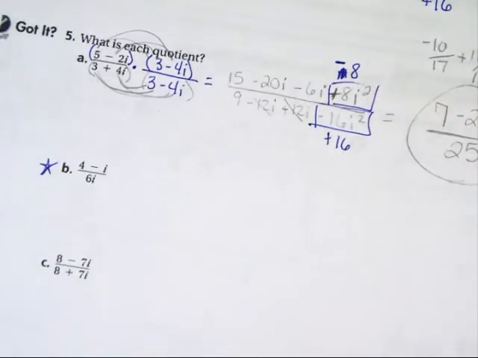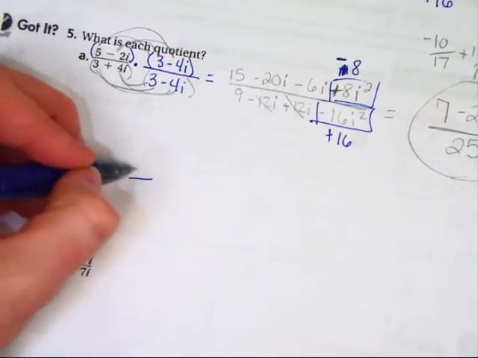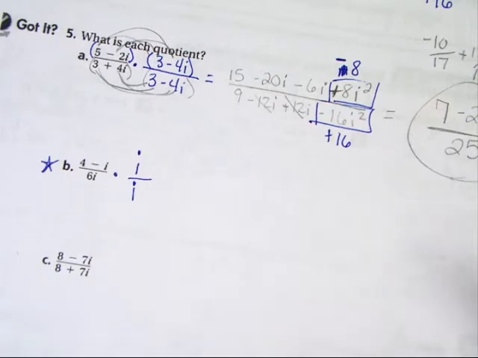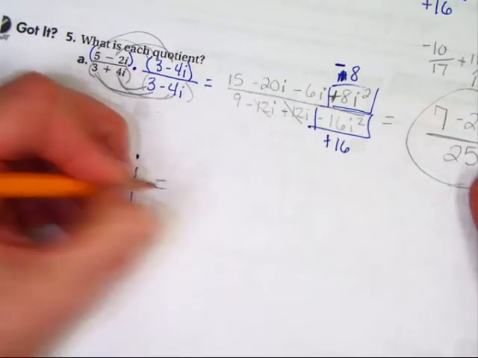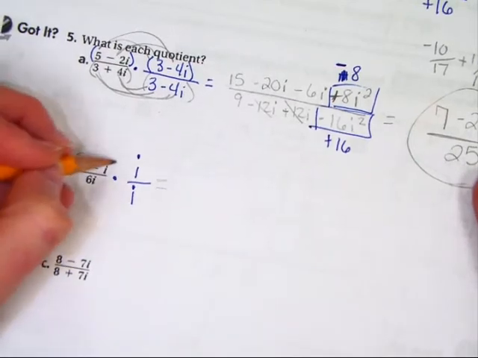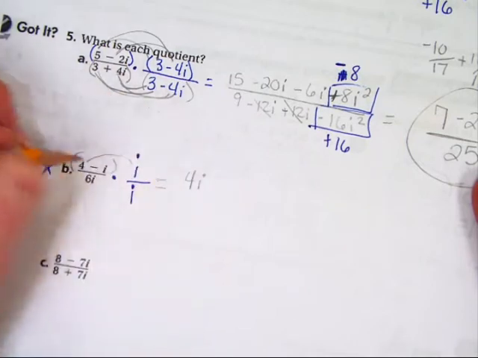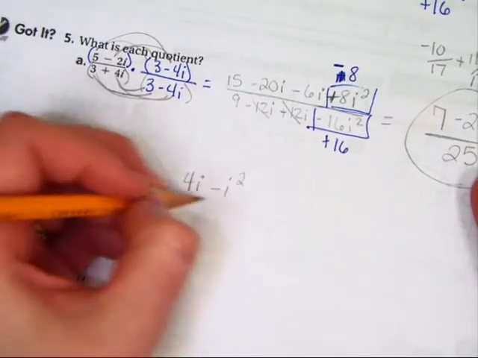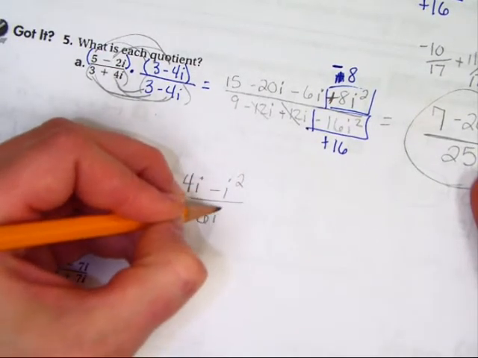All right, part B will be a little easier. Just multiply by what you want to get rid of. Some students try to multiply by 6i, which is fine, but it actually makes it a lot harder in the end. You just want to get rid of the i, so just multiply by the i. Distribute in. 4 times i is 4i. Minus i times i is minus i squared. On the bottom, 6i times i is 6i squared.